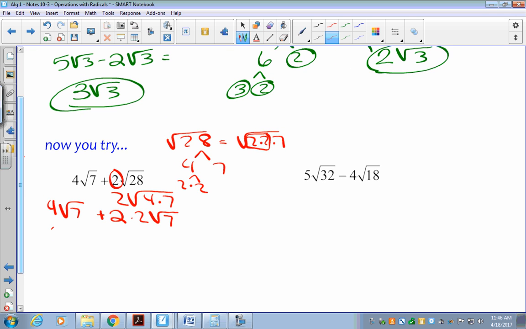So we got a 4 root 7 from the first, right here. 2 times 2 is 4. And Peyton, 4 root 7 plus 4 root 7 is how many root 7s? 8.